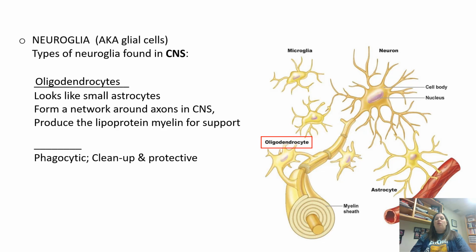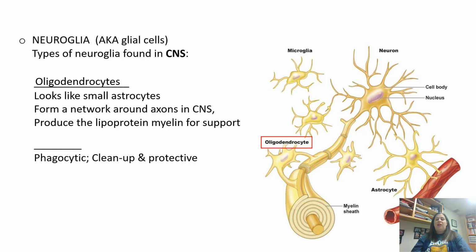The next one are called the oligodendrocytes. The oligodendrocytes are going to look like astrocytes, but they're normally smaller. These are going to form a network around the axons of the central nervous system neurons, and they are going to produce a special type of covering for the axons that we call a myelin sheath. This myelin is a lipoprotein, and it's going to help support and allow for conduction of those electrical signals to take place.